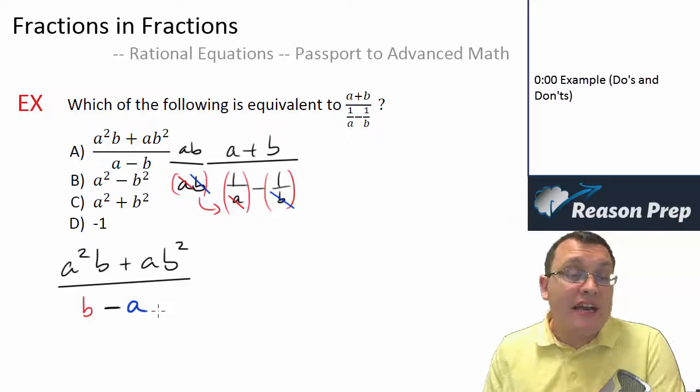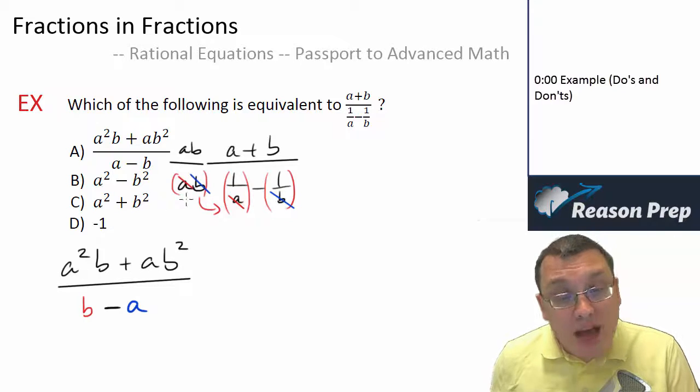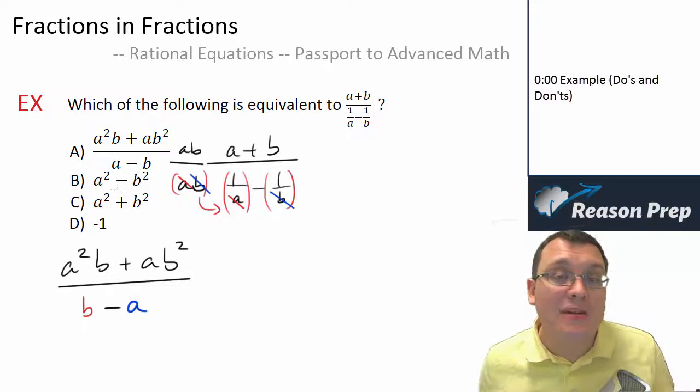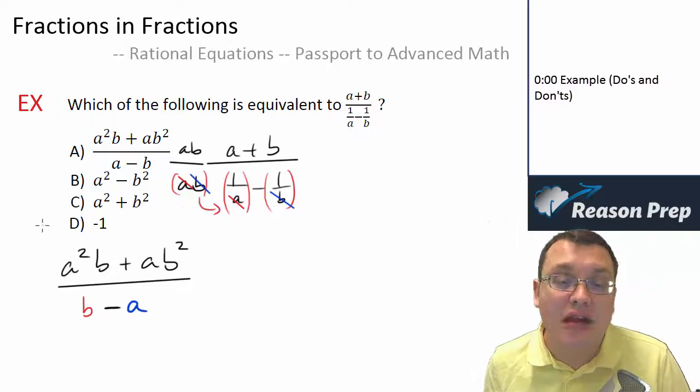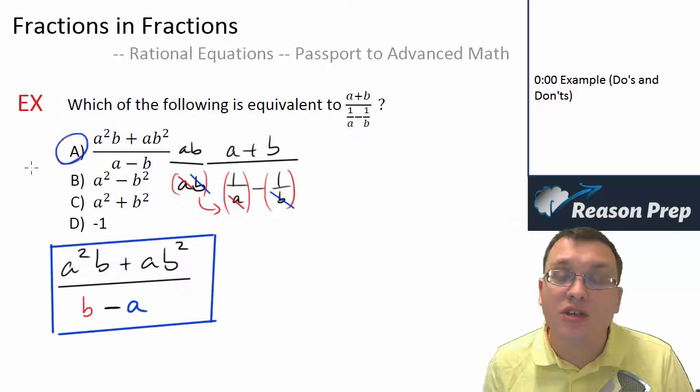And now we could ask, can I factor this or simplify this any further? I mean, you could factor an AB out of the top, right? This is just equal to what we had before, AB times A plus B, but you're not going to be able to do any cancellations because I can't factor anything out of the bottom. So we're actually just left with this, and this would actually be choice A.